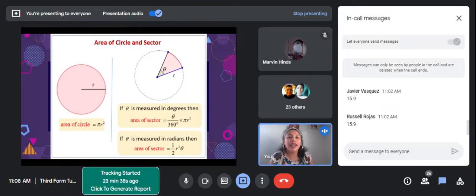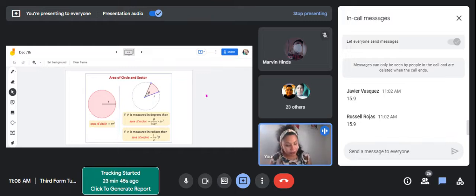So let's take a look at that formula that is given to us there. If we take a look at these formulas, the one that we want to concentrate on is the one that deals with degrees. There is another formula that means the exact same thing, but we're not going to be working with that one because that one includes radians. We're not going to be working with radians until you guys are in fourth form. Then we include the idea of radians. But for now, you are working with degrees.